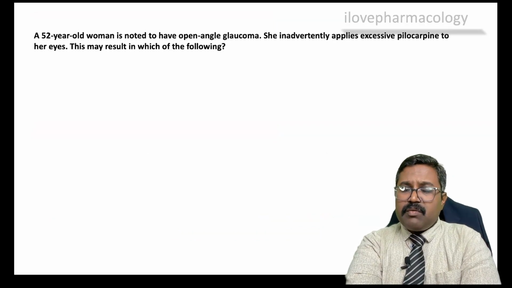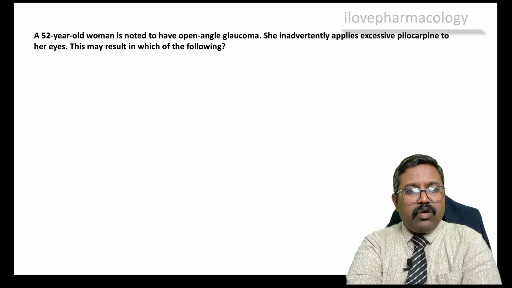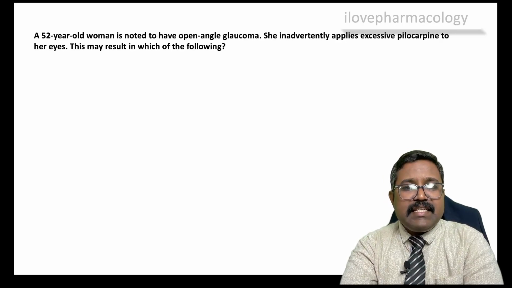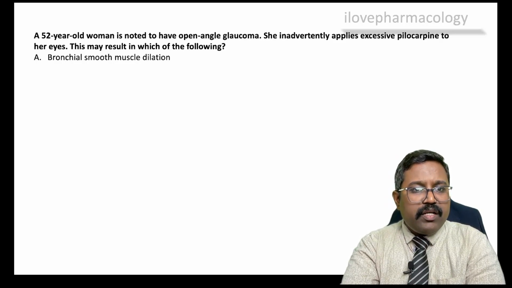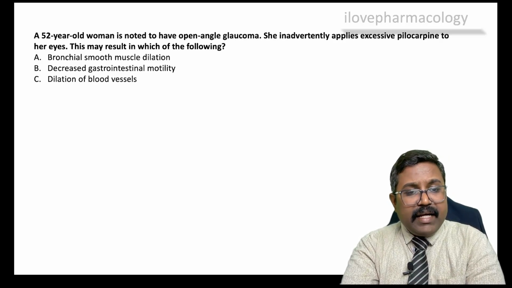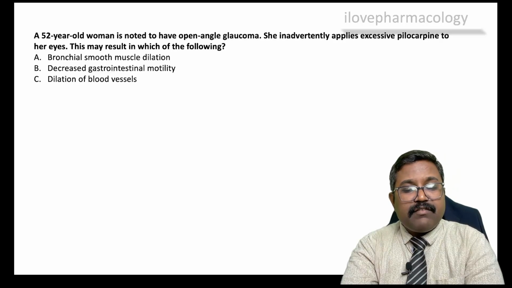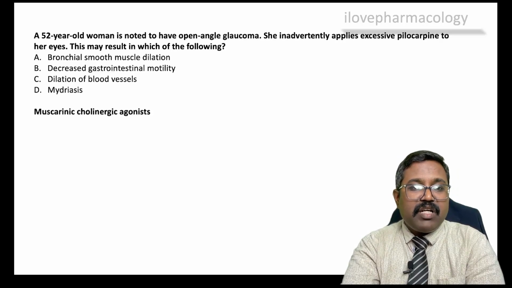So coming to some of the MCQs which we can discuss to know whether we have learned some information from this class. A 52-year-old woman is noted to have open angle glaucoma. She inadvertently applies excessive pilocarpine to her eyes. This may result in which of the following? Does it cause bronchial smooth muscle dilation? It causes bronchial smooth muscle contraction. Decreased gastrointestinal motility? No, it increases gastrointestinal motility. Dilation of the blood vessels? Yes, it causes dilation of the blood vessels by releasing nitric oxide from EDRF. Does it cause mydriasis? No, it causes miosis. The answer is dilation of the blood vessels.